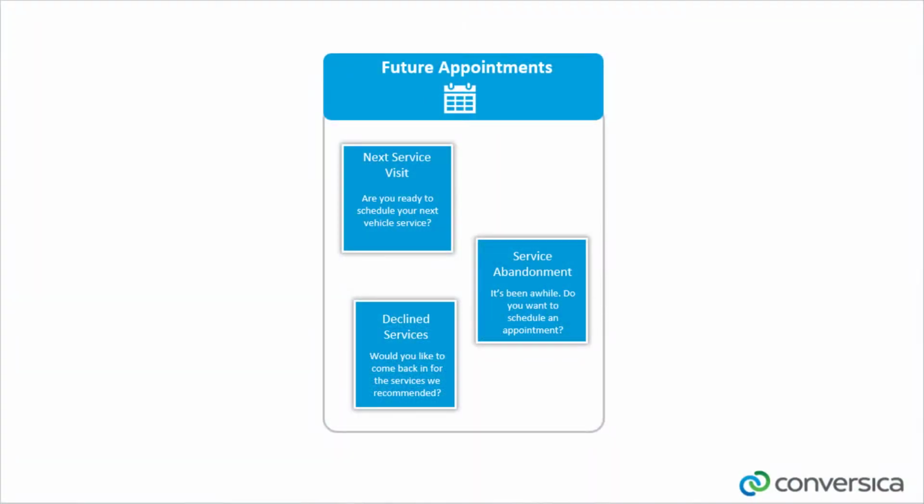The third way is by having Conversica automatically schedule future conversations for previously engaged customers. Your assistant knows when to reach out to customers to schedule their next recommended maintenance based on your OEM and dealership service interval recommendations and updates that we continuously receive from your system of record. Here are some examples.